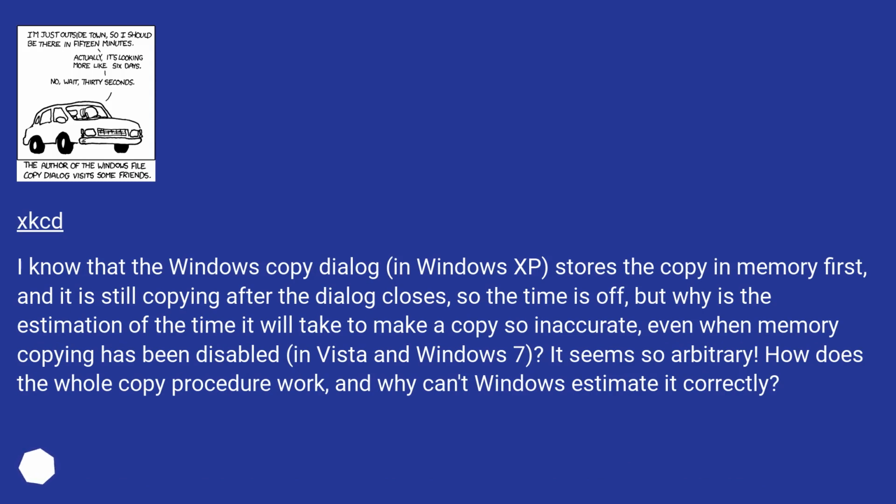But why is the estimation of the time it will take to make a copy so inaccurate, even when memory copying has been disabled, in Vista and Windows 7? It seems so arbitrary. How does the whole copy procedure work, and why can't Windows estimate it correctly?